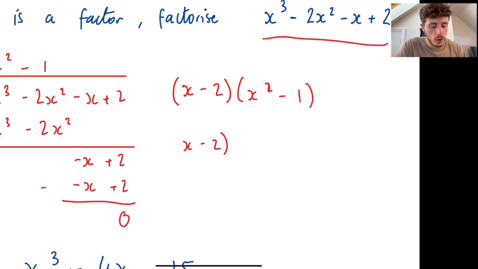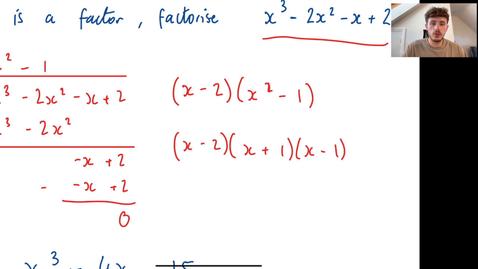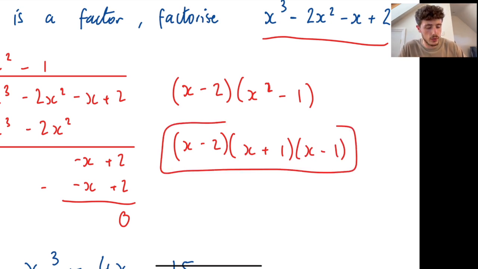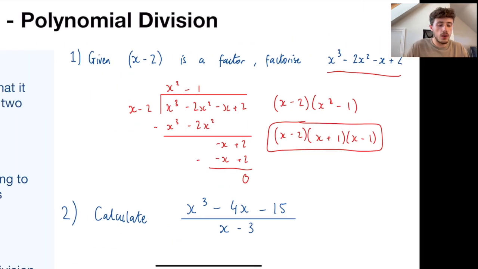Now this is not fully factorized. Let me know down below if you do spot this because it's a really good thing to look out for. But this quadratic here is actually the difference of two squares. So you can make it an x plus 1 and an x minus 1. Now that is fully factorized. And that is essentially how we factorize a cubic when it comes to A-level maths.